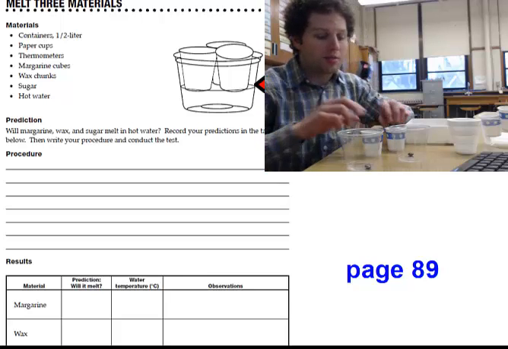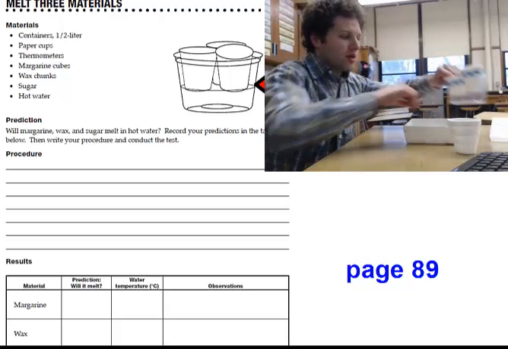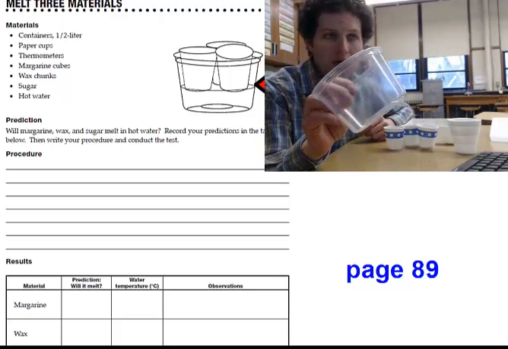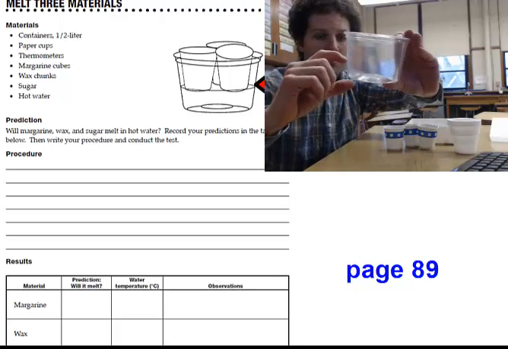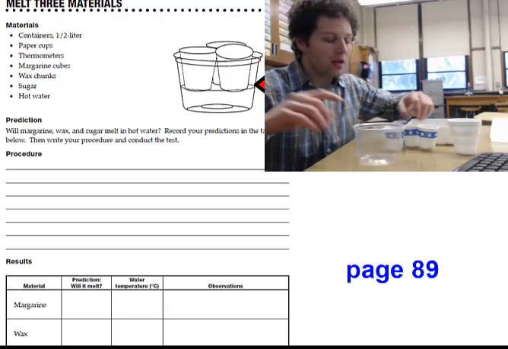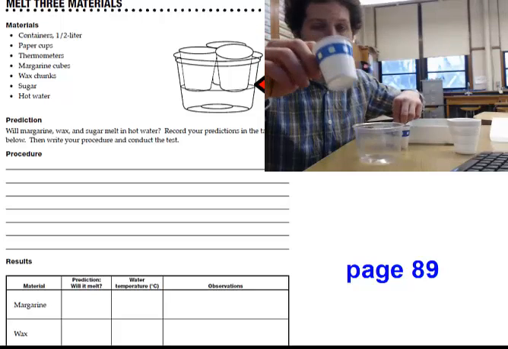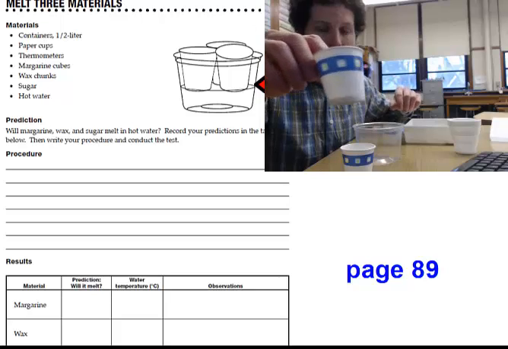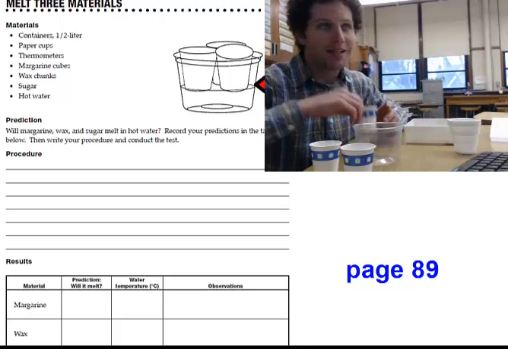You can see the lab set up for this particular experiment. You're going to get a clear plastic tub. In the bottom of the tub, you want to have about halfway full of hot water. And then you're going to get 3 Dixie cups. In the first Dixie cup, you're going to get a piece of butter. In the second Dixie cup, you're going to get some sugar. And in the third Dixie cup is a piece of wax.